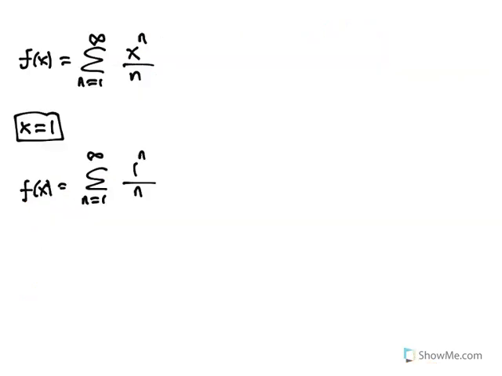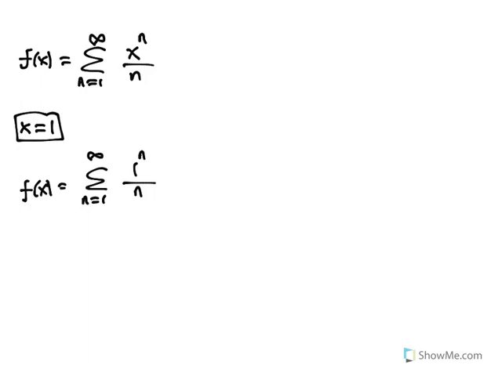So for the function f of x is equal to this power series, we've already determined that the radius of convergence is 1. So at the endpoints of that interval, we need to check for the convergence or divergence of the power series using a different test than the ratio test, because the limit for the ratio test would be 1, and therefore the ratio test would be inconclusive.